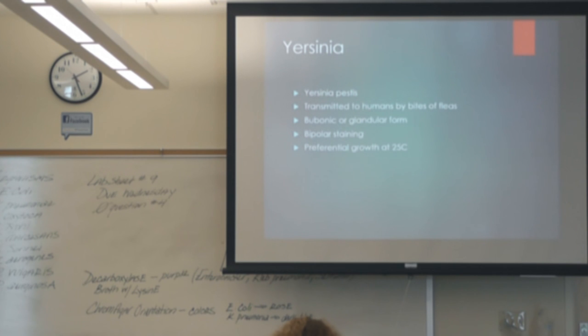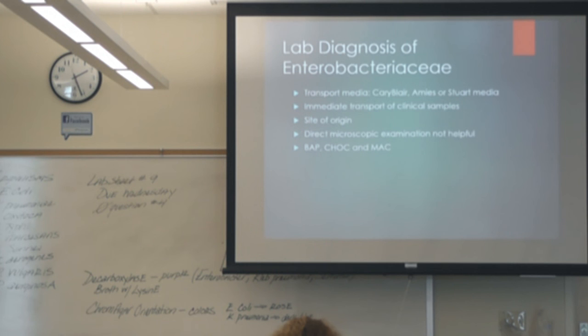Okay, let's see. Lab diagnosis. You're going to have to use a transport media. Those would be your examples of transport media. So immediate transport of clinical samples. It's going to depend on the site of origin of where they got the sample. Okay. Microscopic examination is not helpful because usually it doesn't stain so fantastic. But you can use BAP, chocolate, and MAC to recover it. Okay.